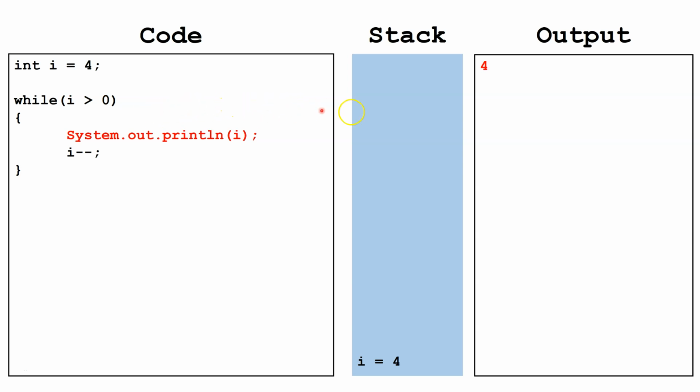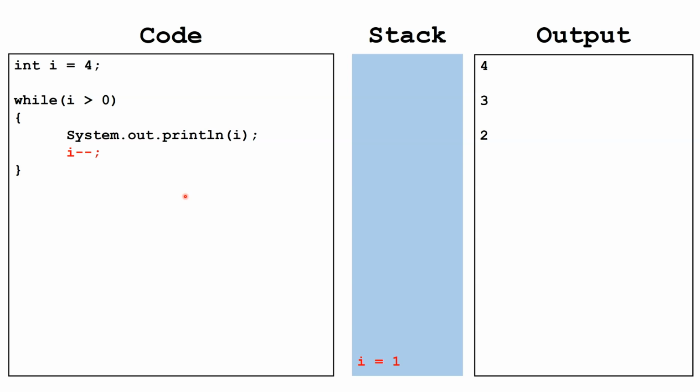System out print line I, which is currently equal to 4. Then we decrement the value of I by 1. Then we go back to the top, check is I still greater than 0. It is. Continue on into the body of the loop again, output the value of I, which is 3. Decrement I by 1. Go back and check is I still greater than 0. It is. Output the value of I.